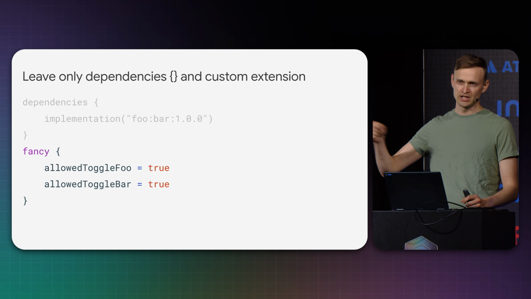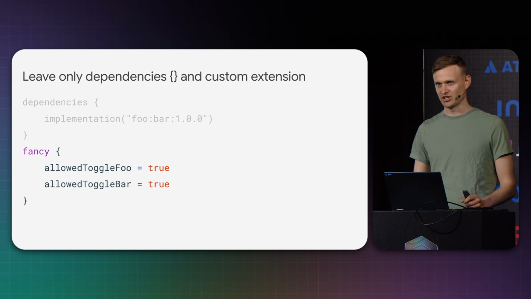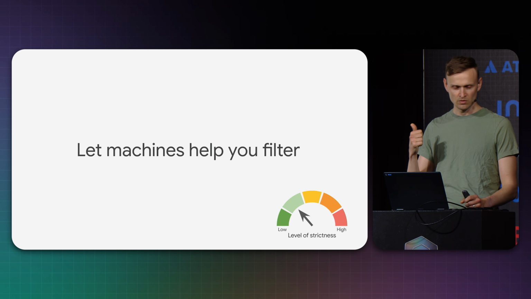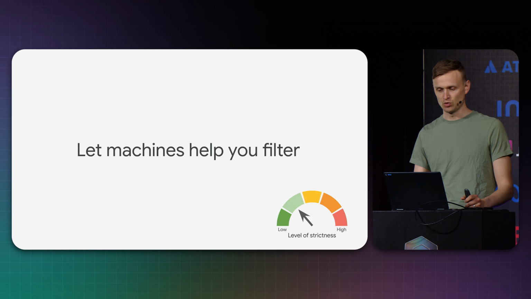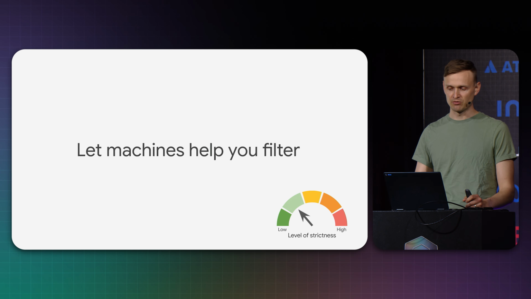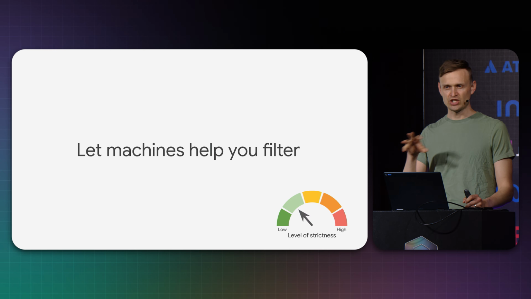They have to do work, and because they're lazy, they're most likely not going to do anything. So the other thing you can do, and we're ratcheting up the strictness a little bit, is let machines help you in figuring out which changes need to be reviewed.